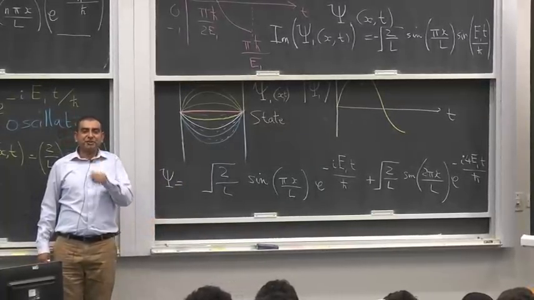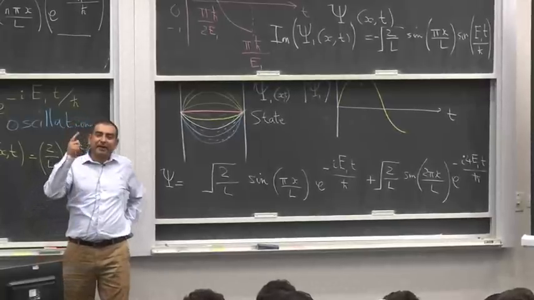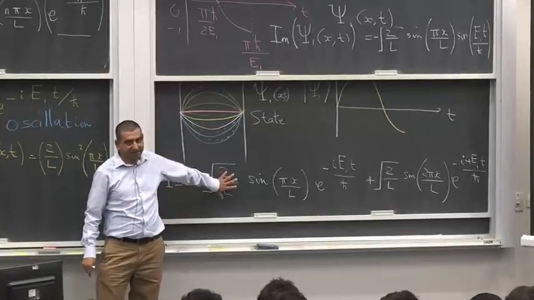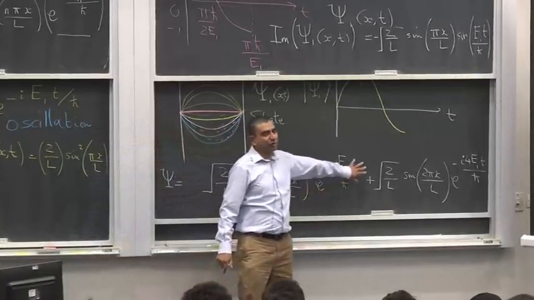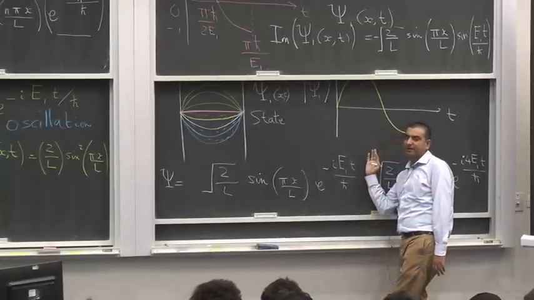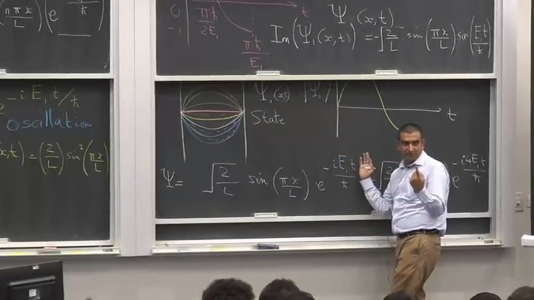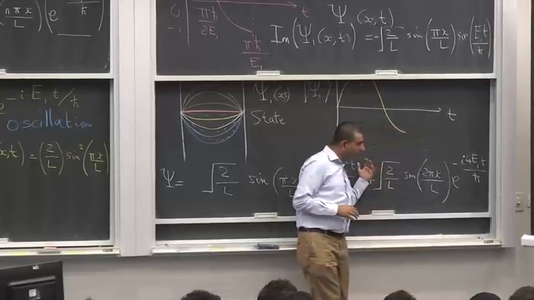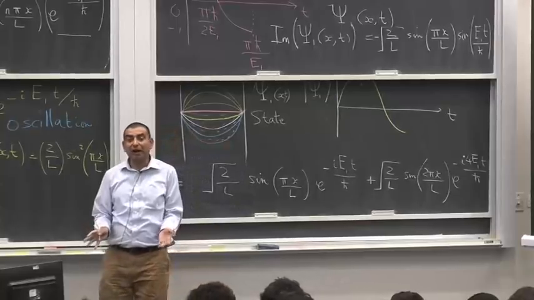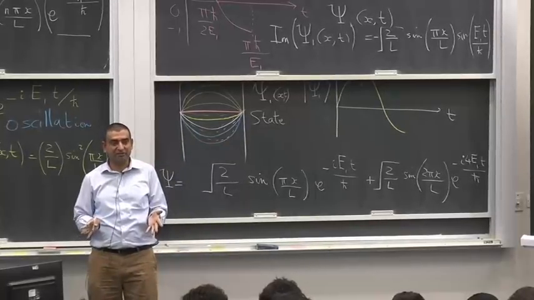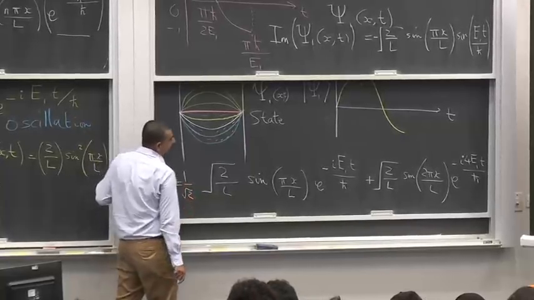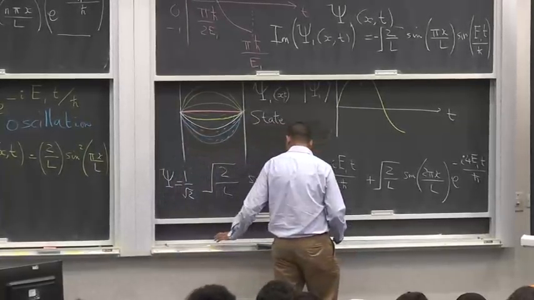Now, one question that the mathematically minded students in this class might ask: this in itself is a normalized state. If I just had this state, the probability of finding this particle inside the well is 1. The area under this curve on its own is 1. Now I'm just adding these two wave functions. Is that normalized? No, I would have to do a proper normalization. I would have to multiply this with 1 over root 2, and I need to multiply this with 1 over root 2 as well.